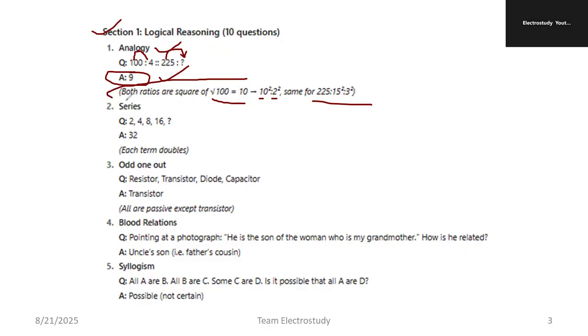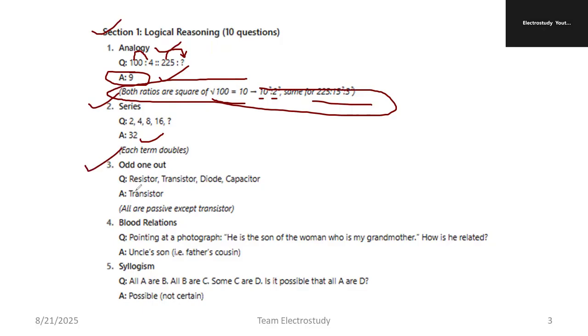Have a look at this. Try to understand the relation between two numbers, then you will go for another one, the relation between another number. So this is called analogy. Analogy questions are very important. Then series. So 2, 4, 8, 16. Each term is getting doubled, right? So 2, then 4, 4 plus 4, 8, 8 plus 8, 16, then 16 plus 16, of course, 32.